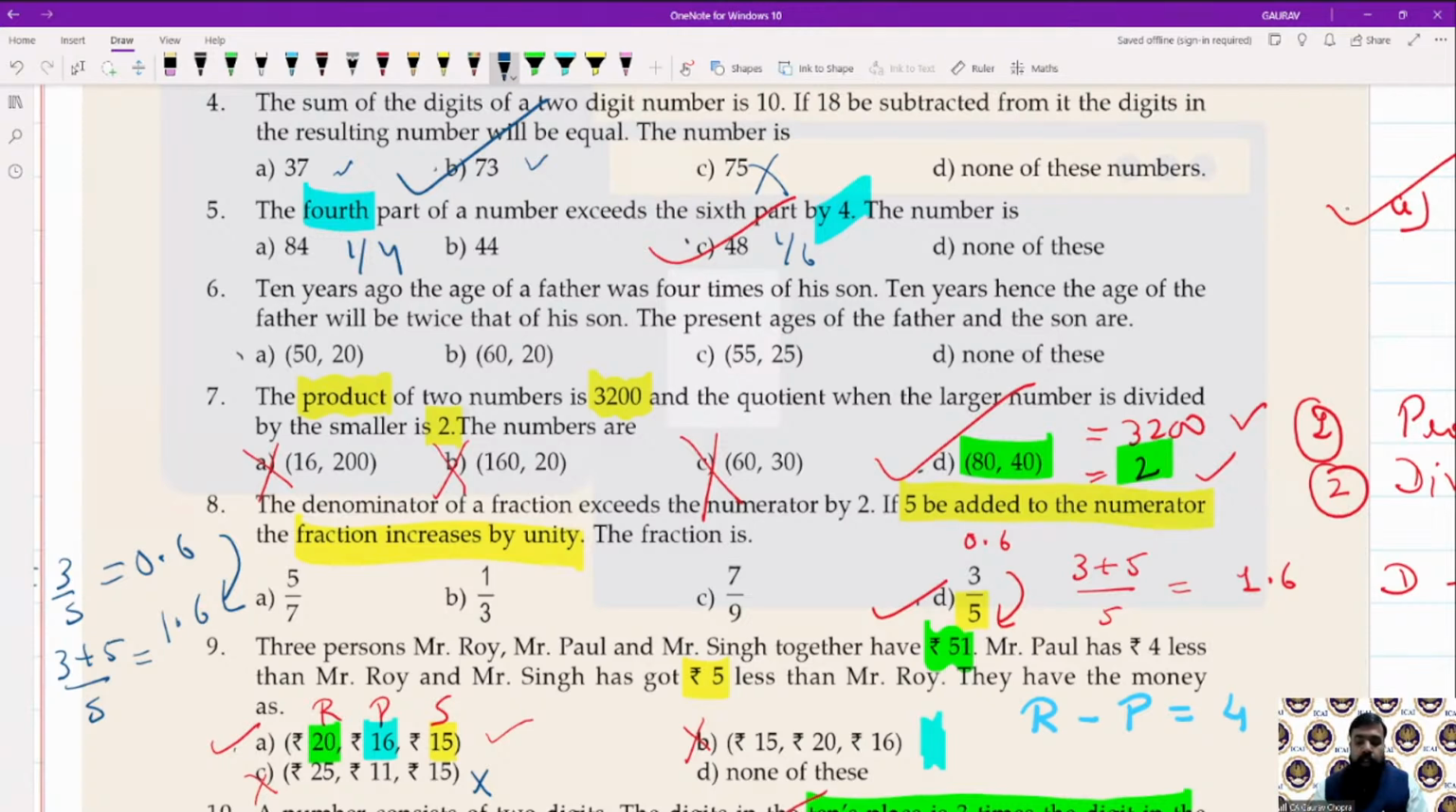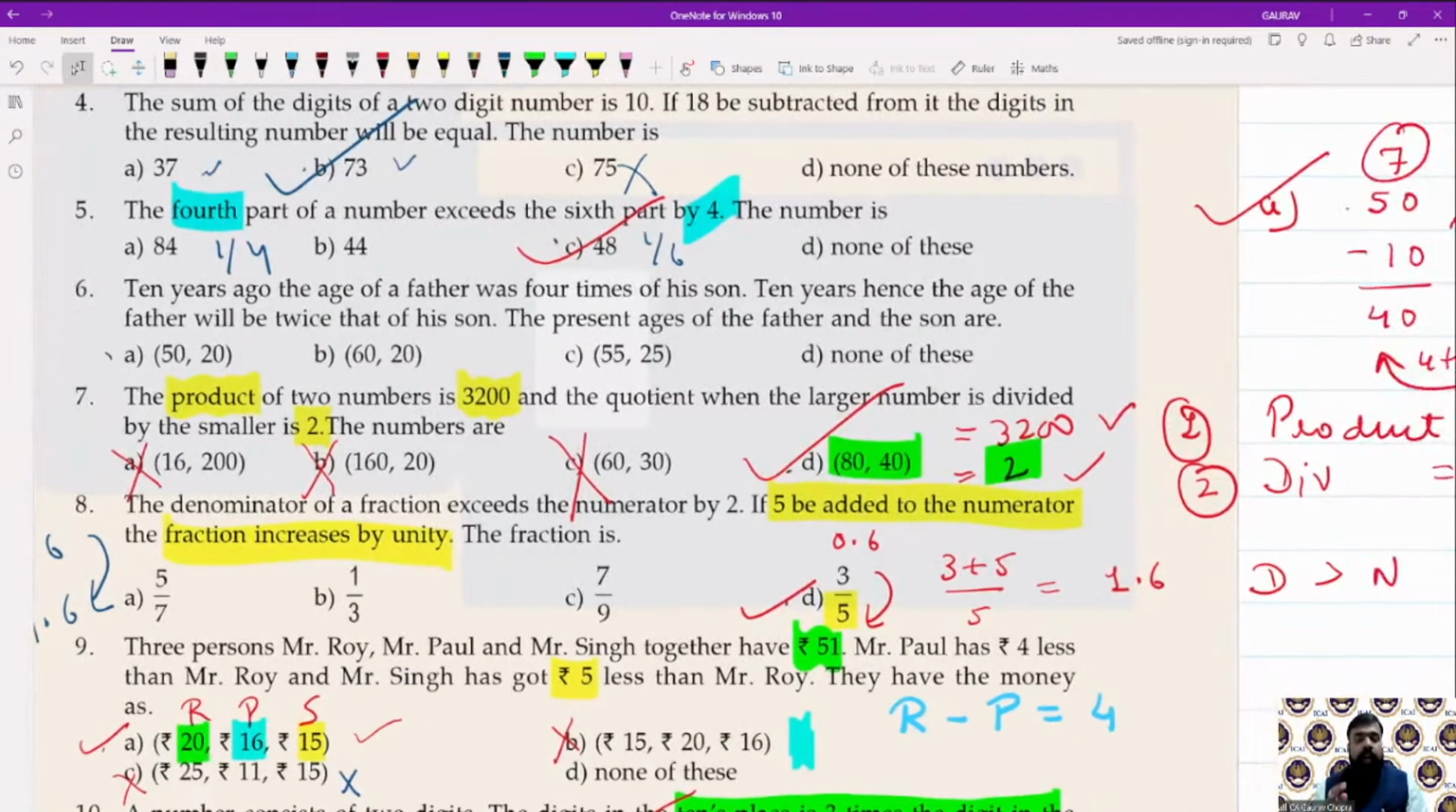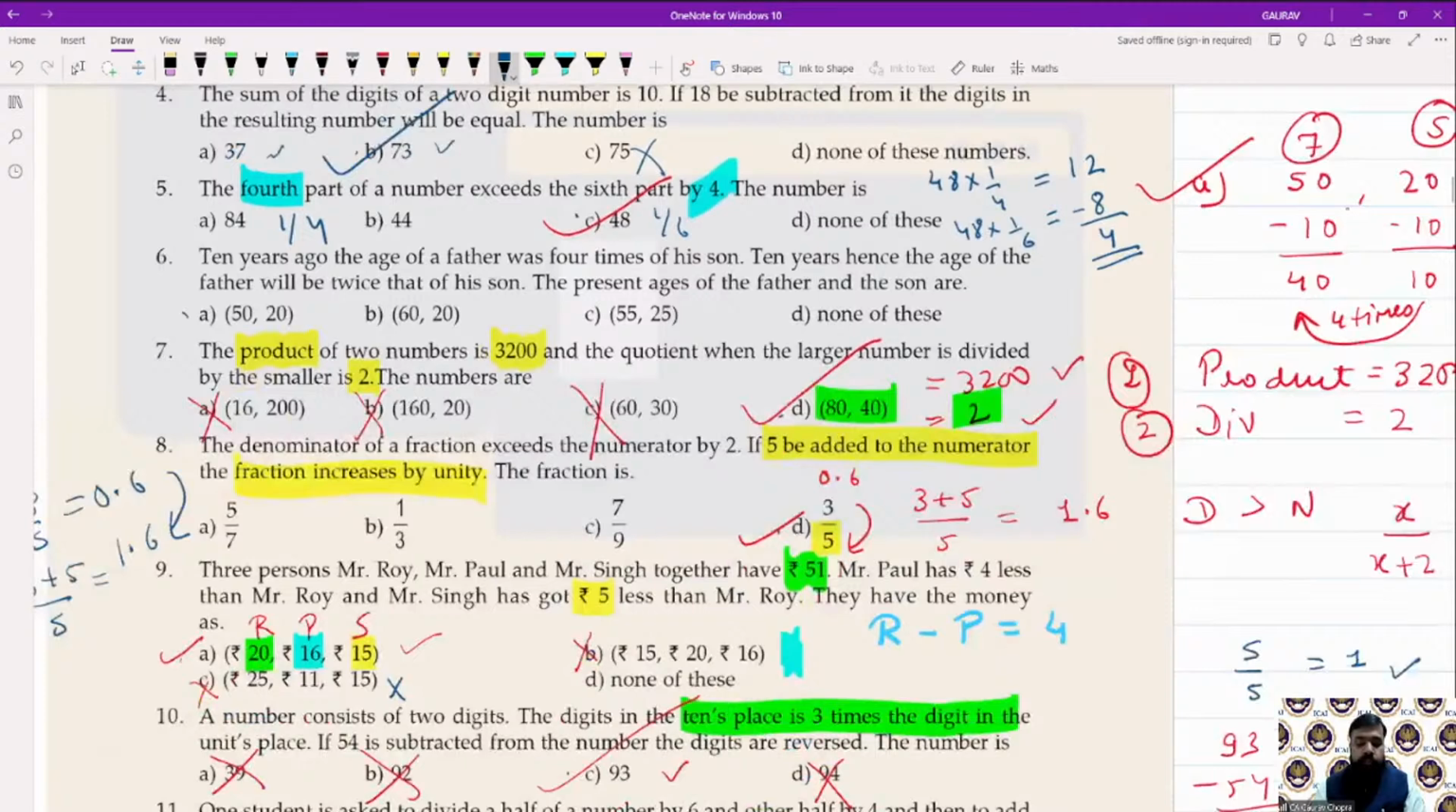तो इसमें आपने चेक किया 48 का 1/4 एंड 48 का 1/6. So 48 का 1/4 is 12 and then 48 का 1/6 is 8 and the difference is equal to 4. So only option number C is satisfying this condition. All other options are not satisfying. So this was exercise number B. So first A and first B we have done.